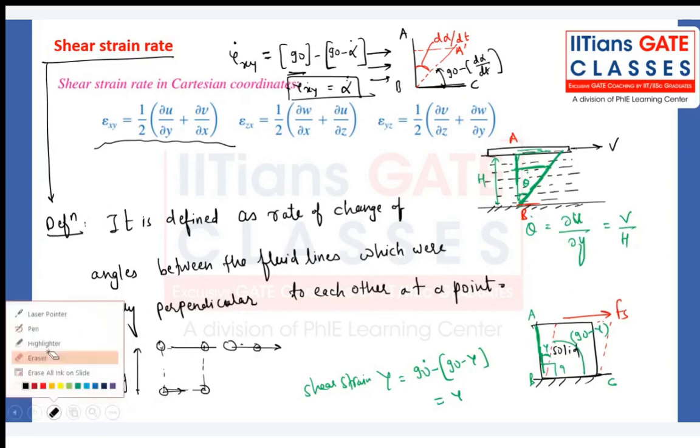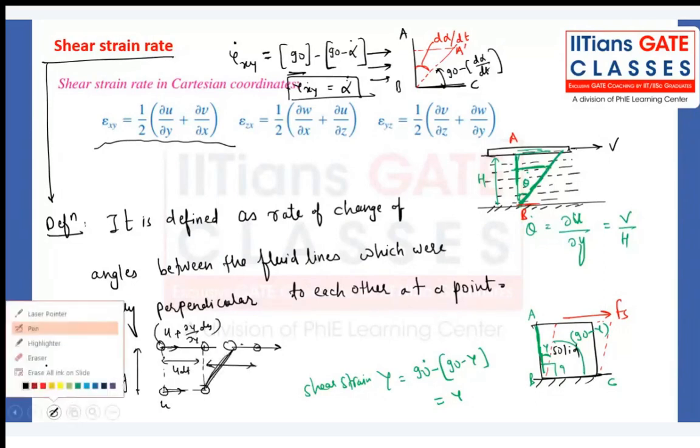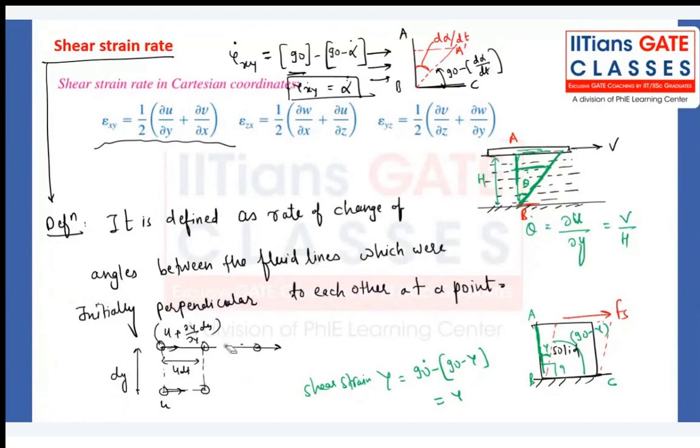It has been traveling with the velocity u, and this has been traveling with some velocity u plus ∂u/∂y into dy. So this distance will be the same, u dt, but the extra distance traveled by the particle from here to here will be ∂u/∂y into dy into dt. So what is my alpha dot?